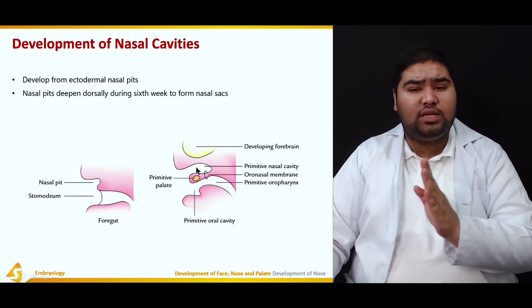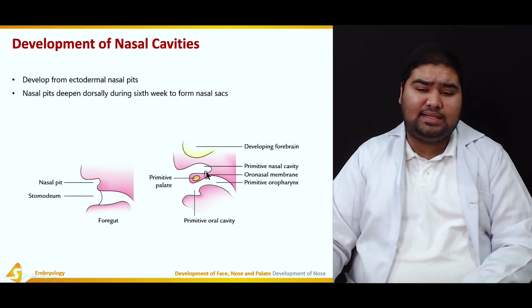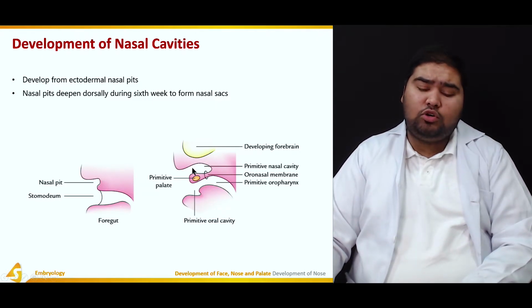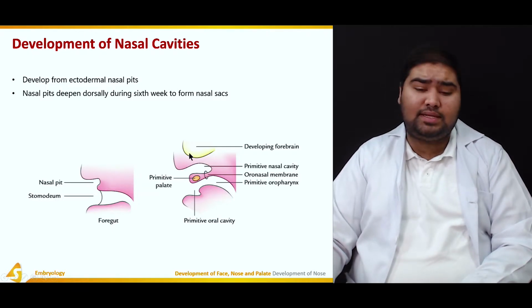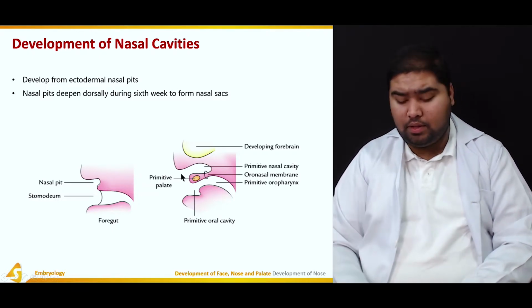It goes dorsally during the 6th week to form the nasal sac. So here it is moving dorsally to form the nasal sac. Hence a nasal sac has been formed. This is somewhat a 6th week embryo.